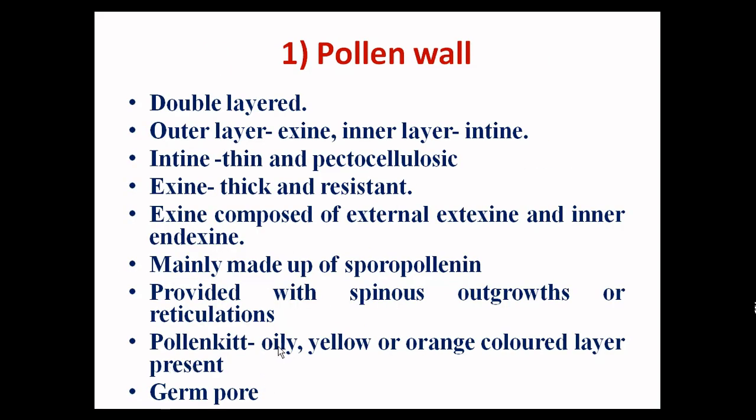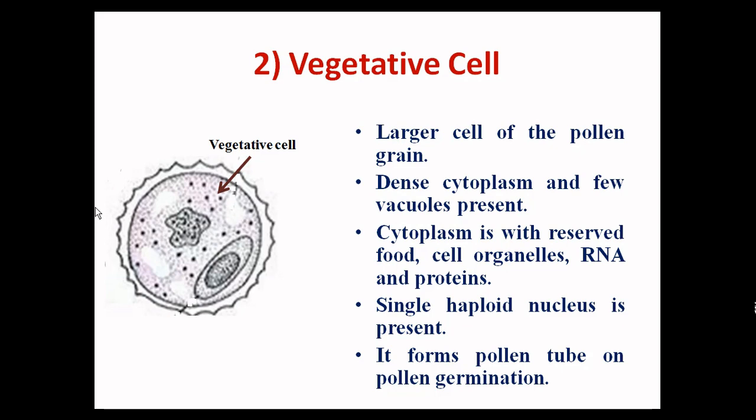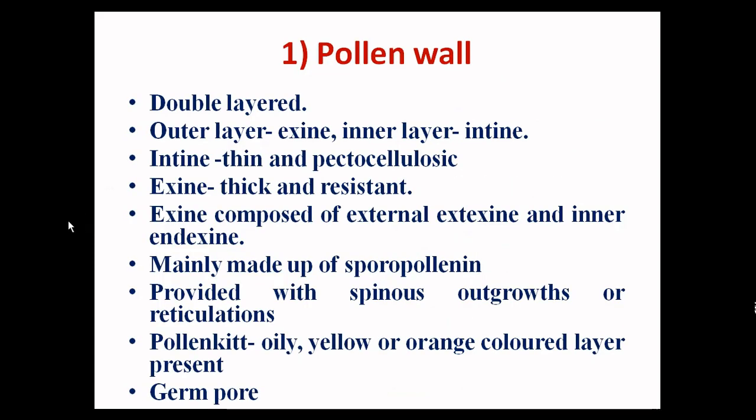The first is the pollen wall. The pollen wall of the mature pollen grain is double layered. The outer layer is called exine, while the inner layer is called intine. The intine layer is thin and it is pectocellulosic in nature, while the exine is thick and it is resistant to various kinds of stresses around the pollen.